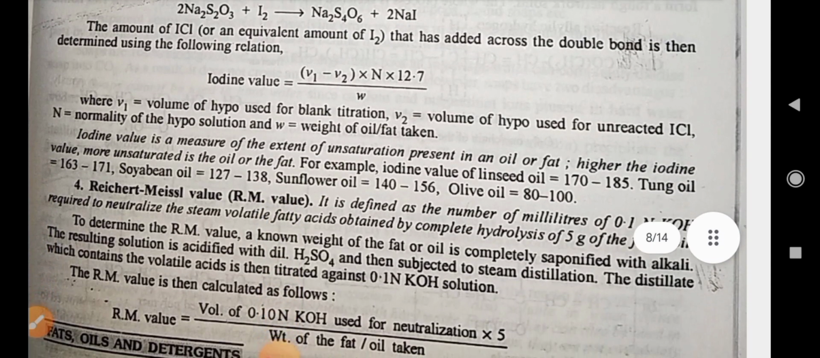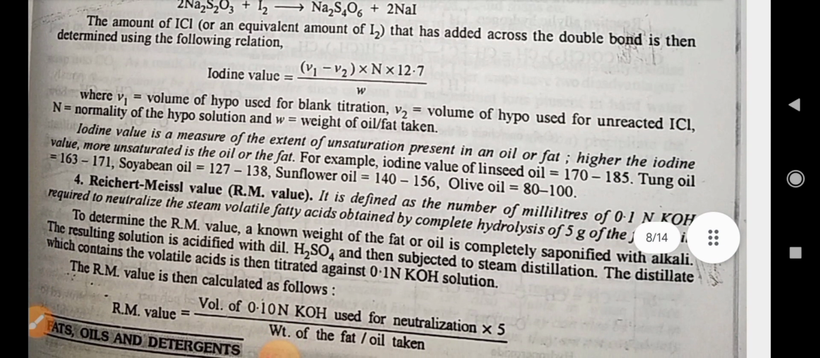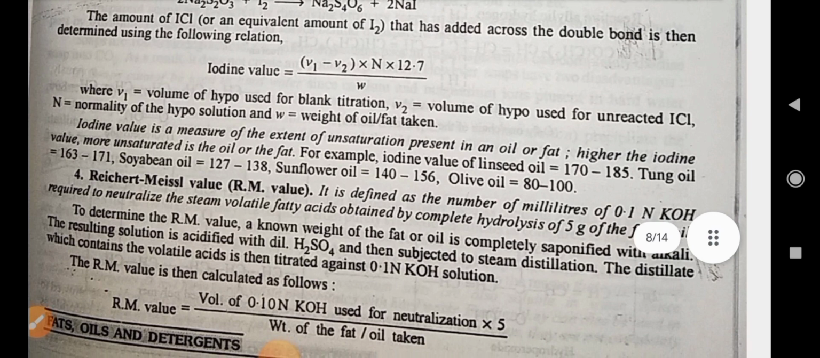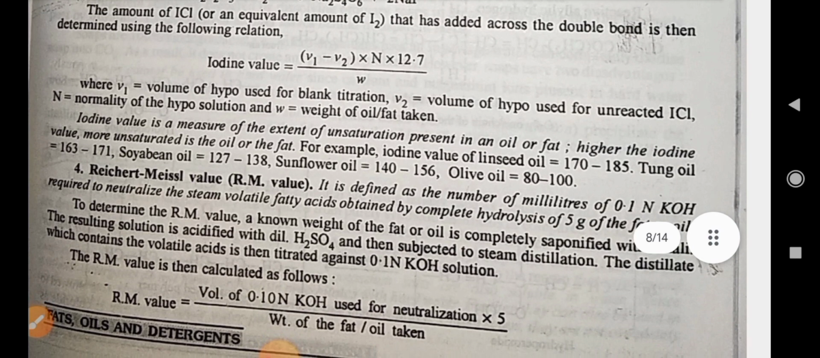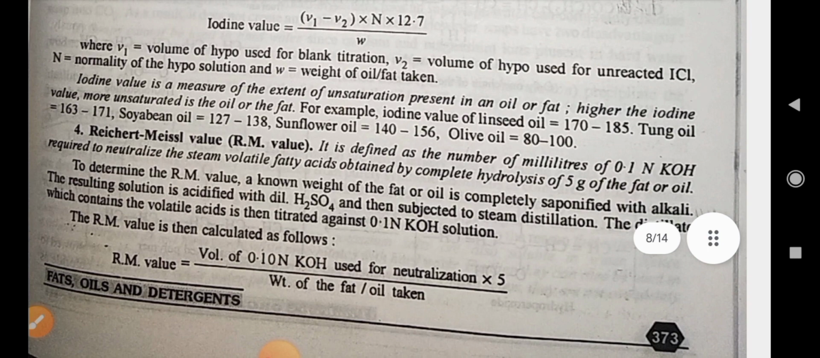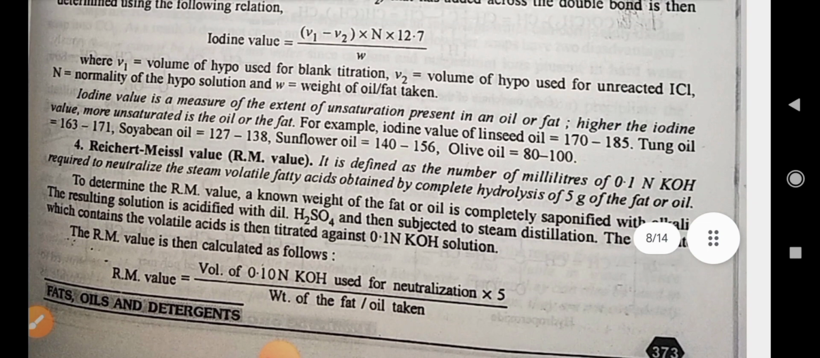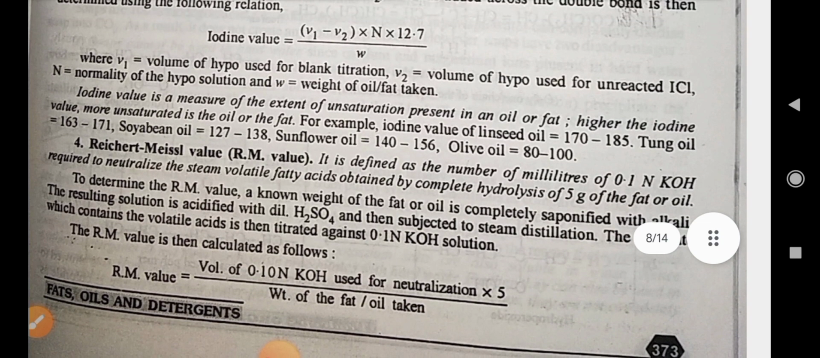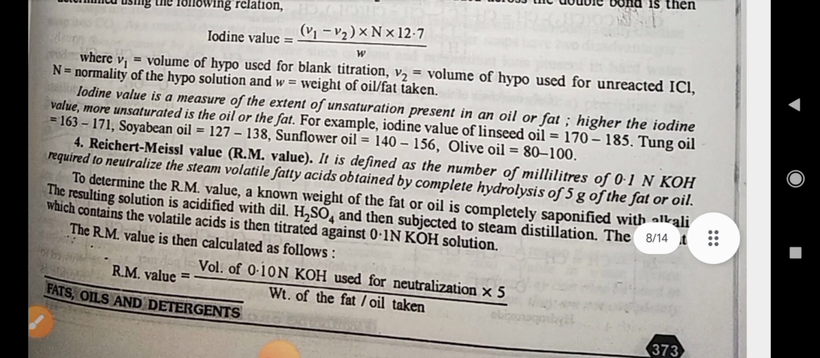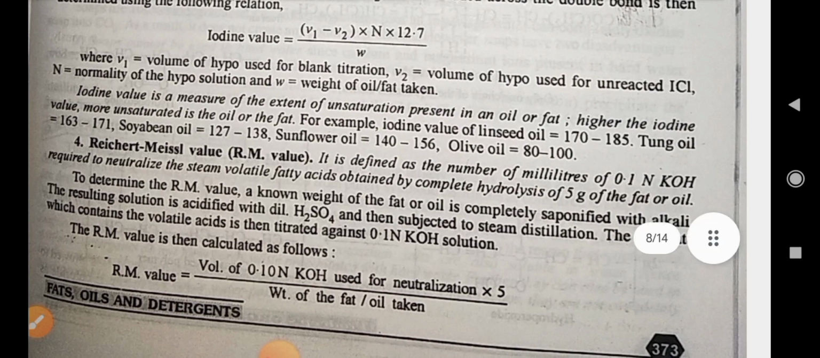The amount of ICl that has added across the double bond is then determined using the following relation, where V1 is the volume of hypo used for blank titration, V2 is the volume of hypo used for unreacted ICl, N is the normality of hypo solution, and W is the weight.